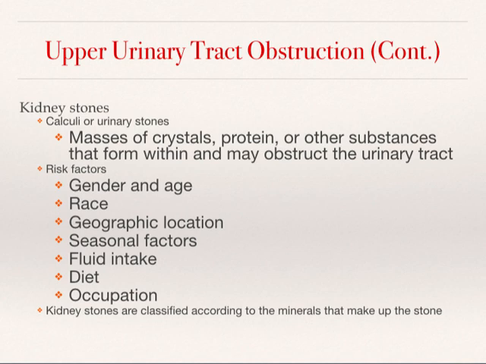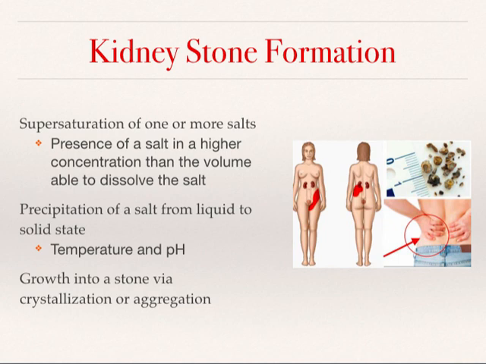So as I mentioned, they can be different. There are calcium stones and uric acid stones, and that's related to purines. In terms of formation, it's basically supersaturation of one or more salts. So there's a high presence or higher concentration of that salt versus the volume that's able to dissolve it. Some people are just prone to it. Patients can be overproducers or under excretors, meaning they overproduce some of these, like calcium or uric acid, or they don't excrete it well. So there are other mechanisms involved here as well.